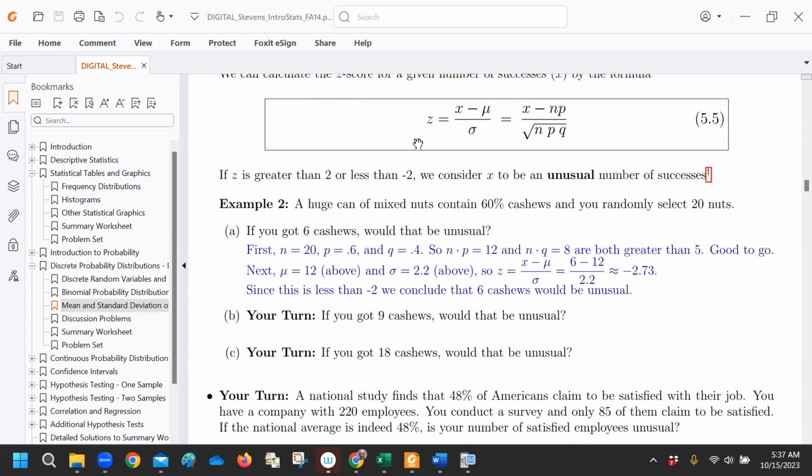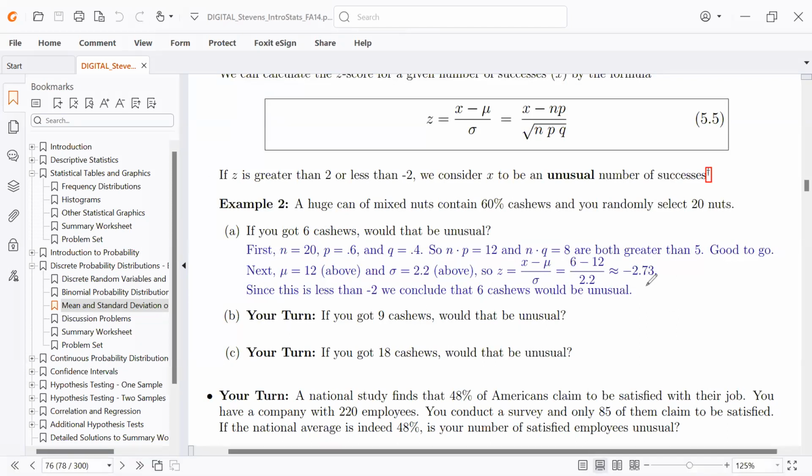Maybe I should do those for you. Dr. Stevens already did n times p to get the mean. Remember, the mean is the number of items, which is 20 in this case, times 0.6, and that's how you get the mean. And what did he get for that? He got 12.